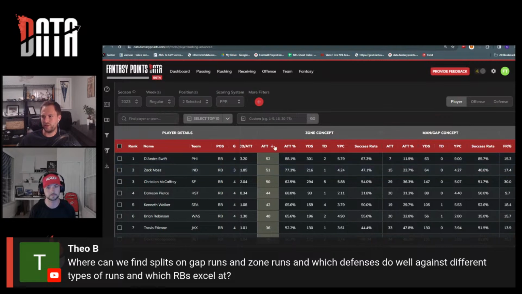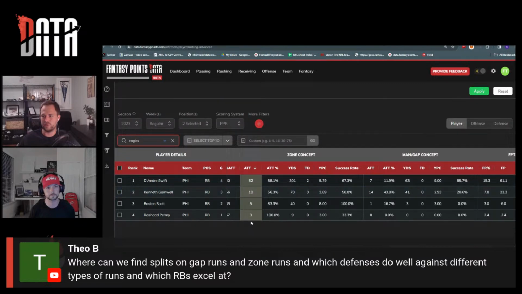But you can see, look, DeAndre Swift is running a lot more. Basically, the Eagles aren't running really any man, at least not with DeAndre Swift. We could see if that is a Swift thing using this search bar here, or if that's just an Eagles thing. If you type in the team name, it'll filter for just those players. So it does look like Kenny Gainwell seems to be their preferred man runner, not by a ton, but Kenny Gainwell is basically running the same amount of man concepts as zone concepts. Swift is almost entirely zone.